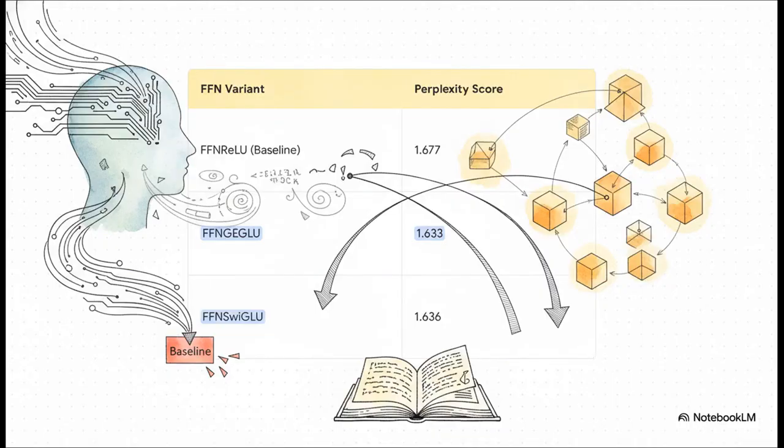And boom, the results are in. This table shows perplexity. Just think of it as a score for how surprised the model is. Lower is better, so the baseline, FFN ReLU, is at 1.677. Now look at GEGLU and SwiGLU. They are significantly lower. It's a clear win. This gated approach is just flat out better at understanding language.